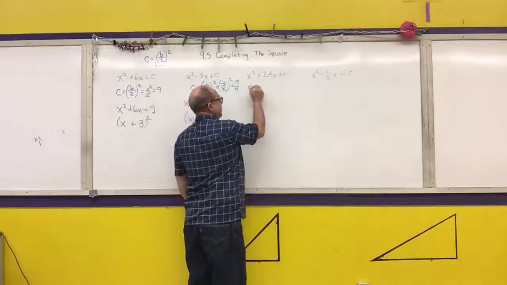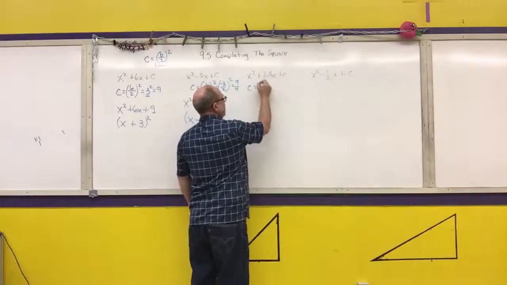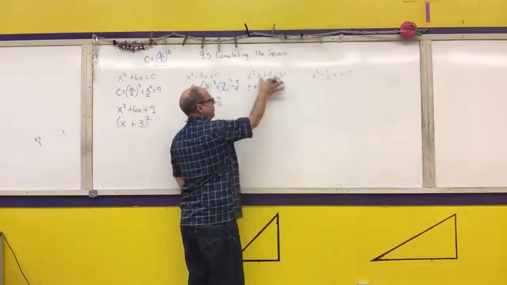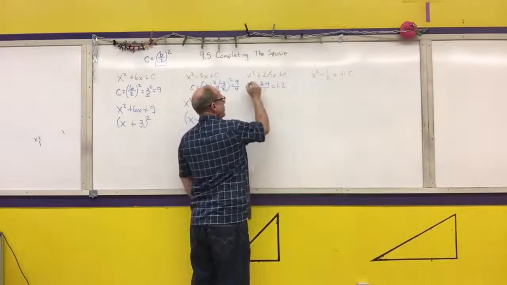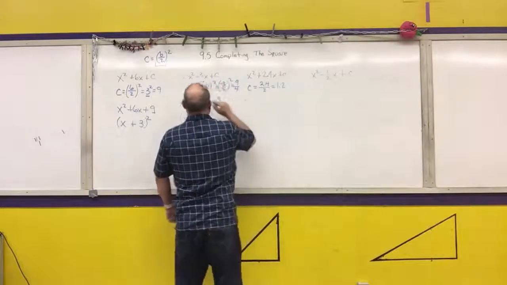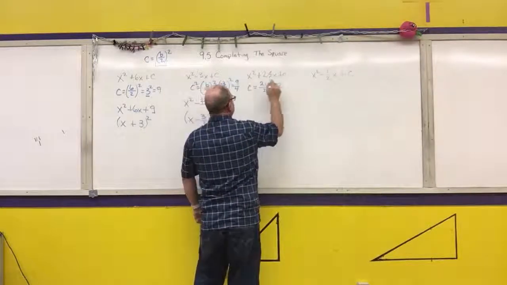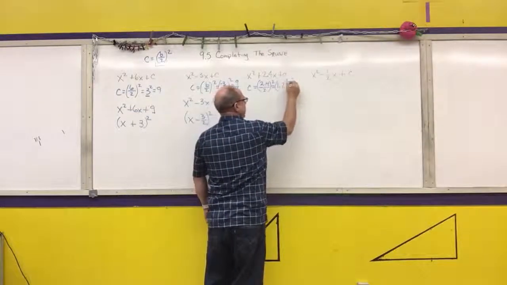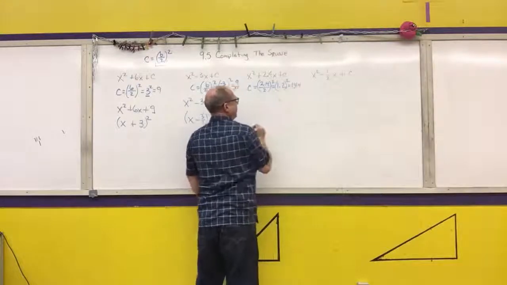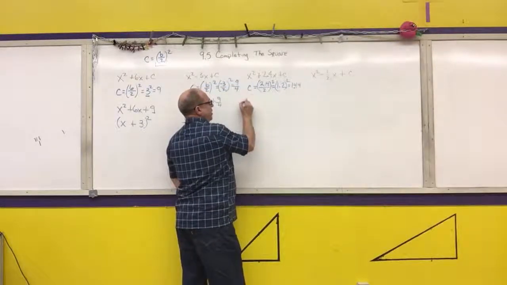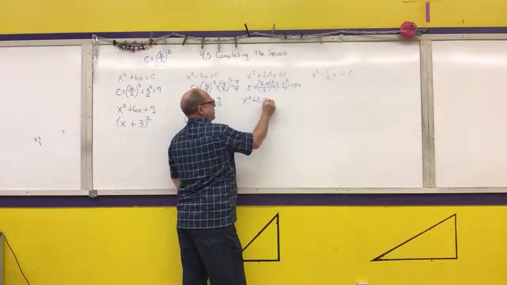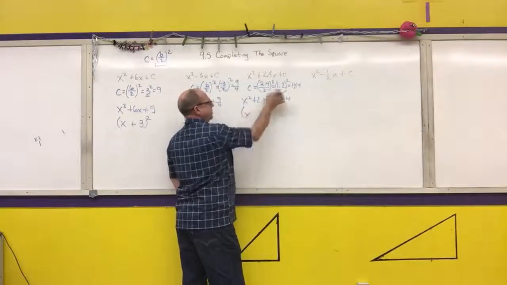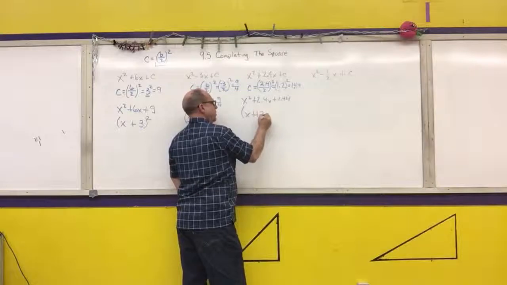C is half of b, which is 1.2. Okay, so my answer, and then I need to square that. 12 squared is 144, and then move the decimal point 2 places, it's 1.44. So I have x squared plus 2.4x plus 1.44. Factor it. I get x plus that number, quantity squared.